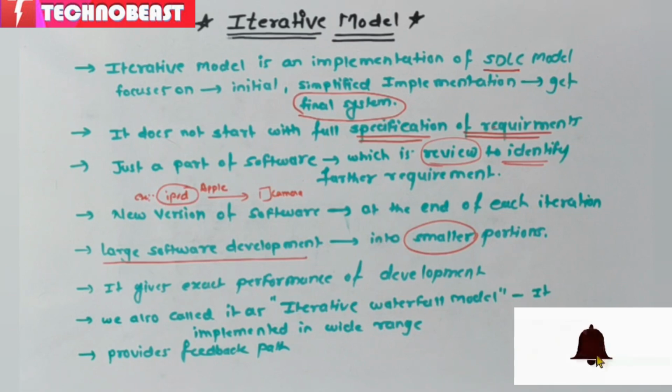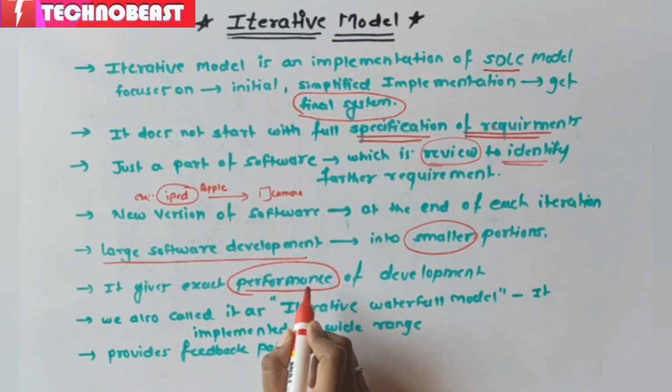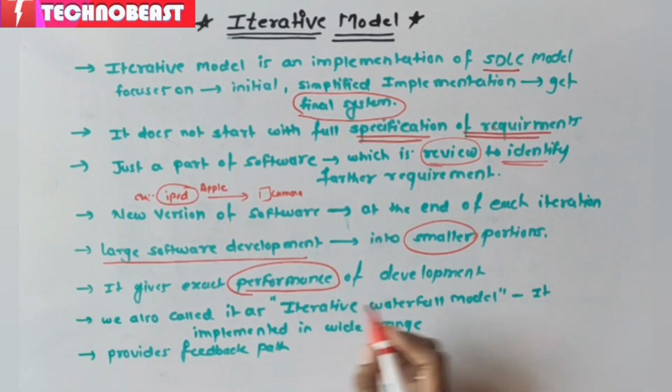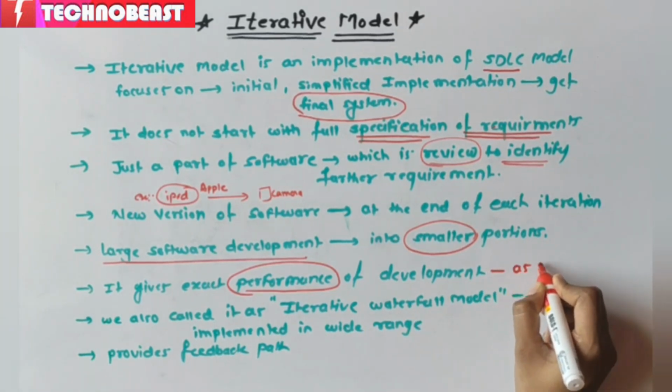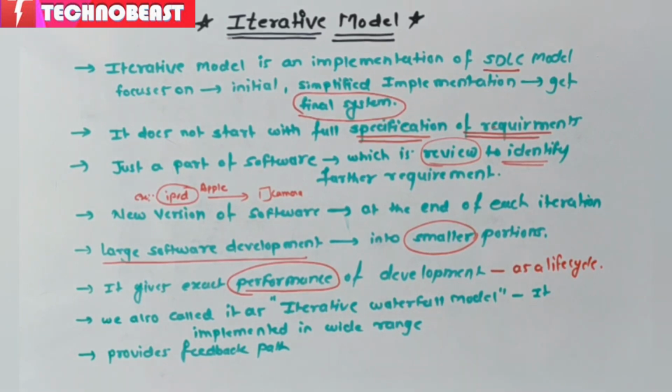Okay, means the iterative model gives the exact performance of the development, right? But it is a software life cycle. So we can say that as a life cycle. Okay, the iterative method has been implemented in a wide range. This iterative model, we also call it an iterative waterfall model. And it is also implemented in a wide range, right?